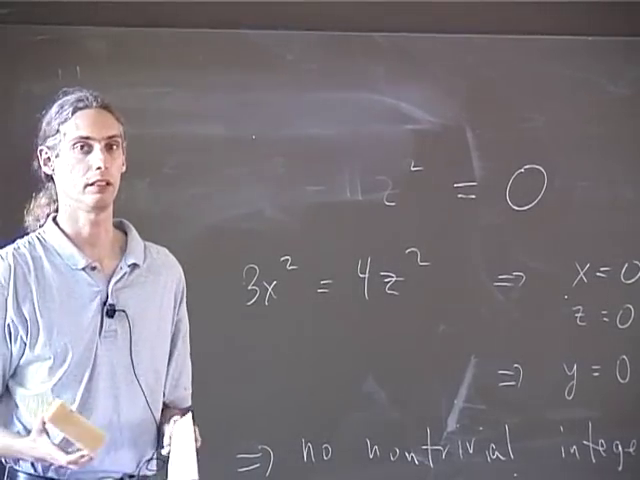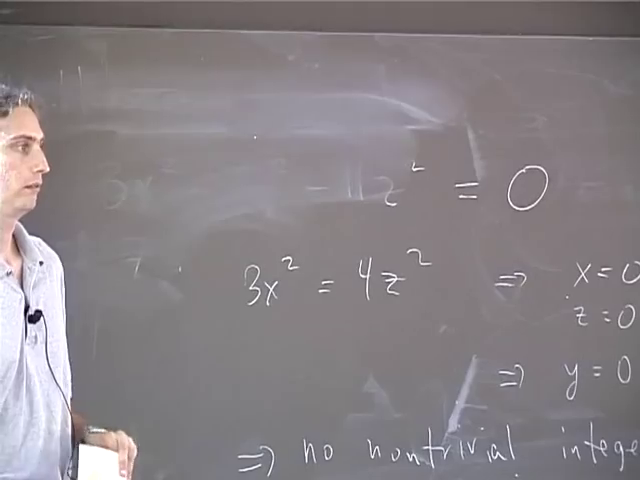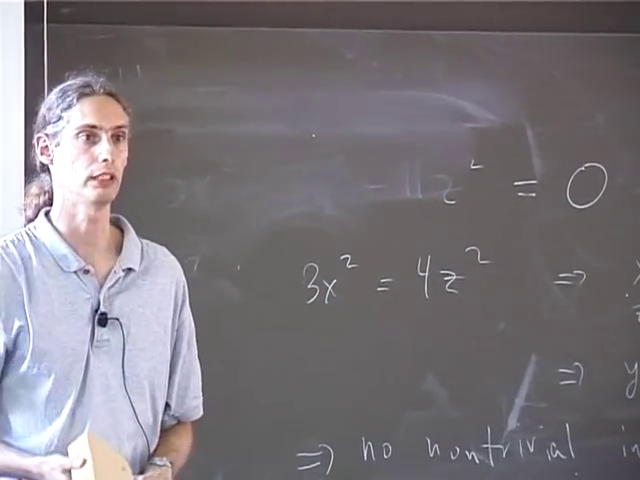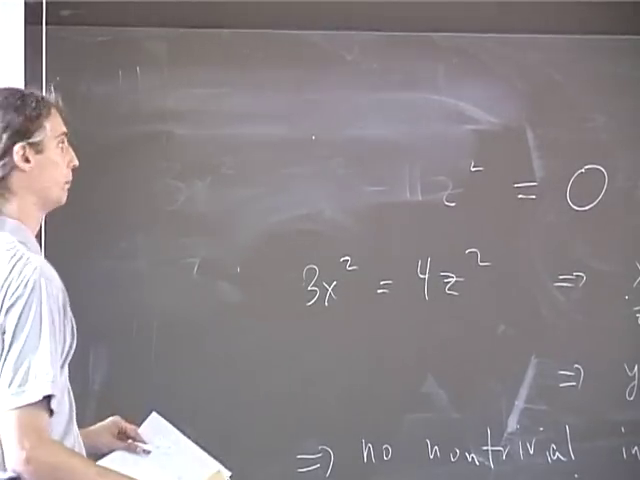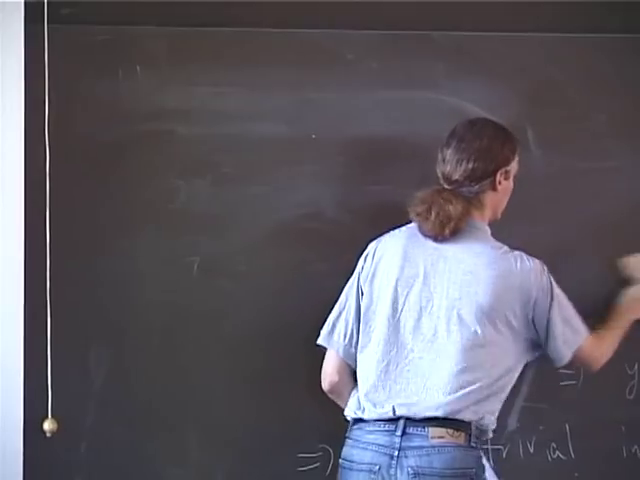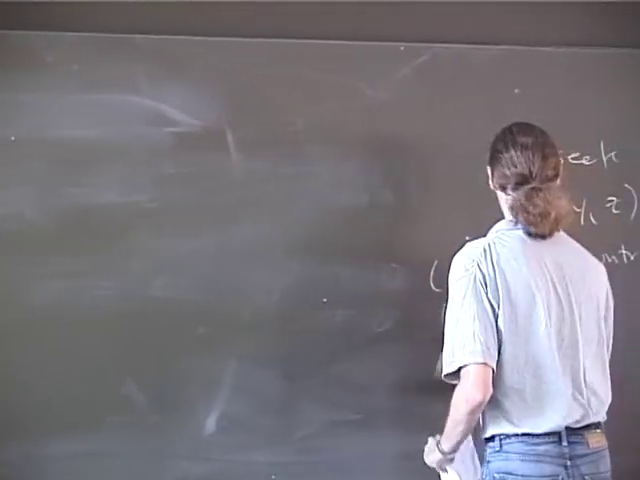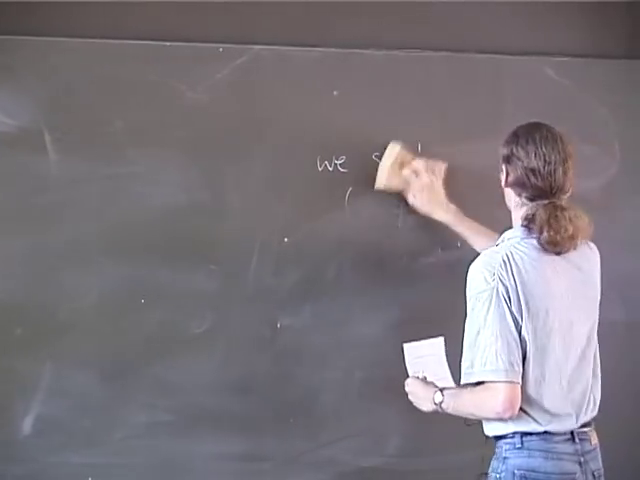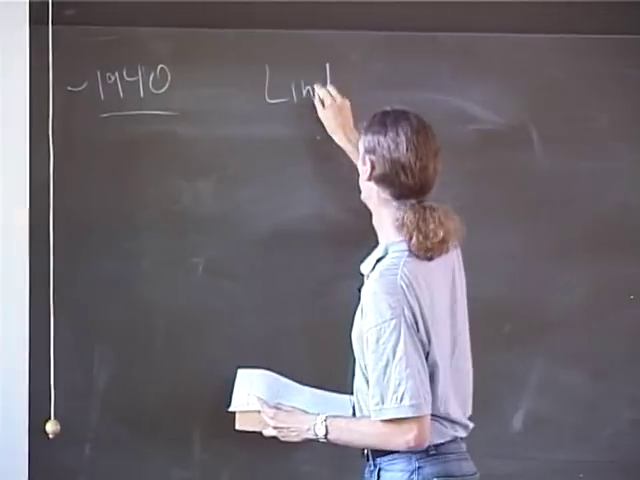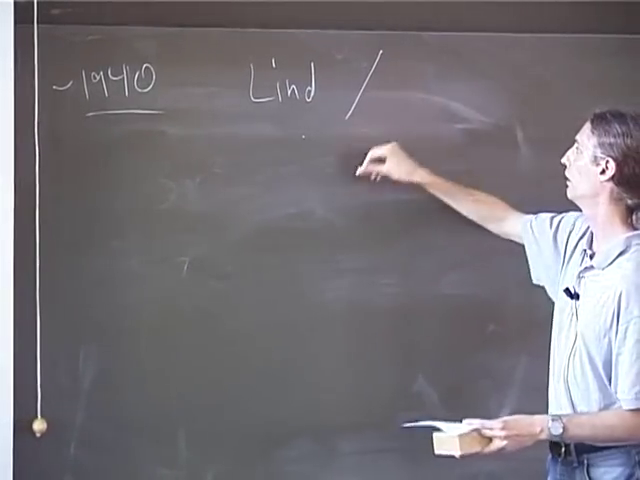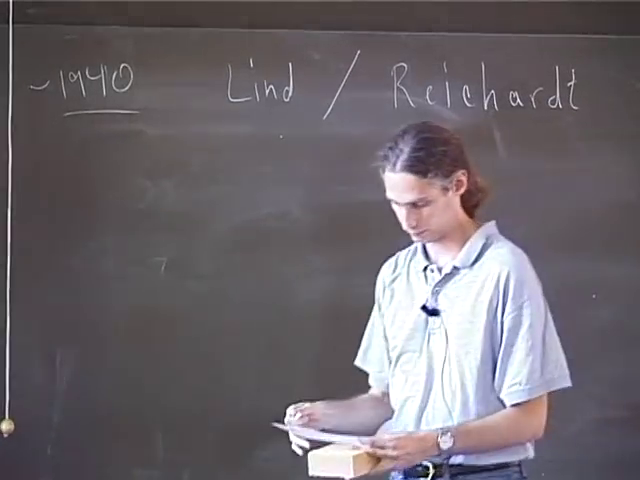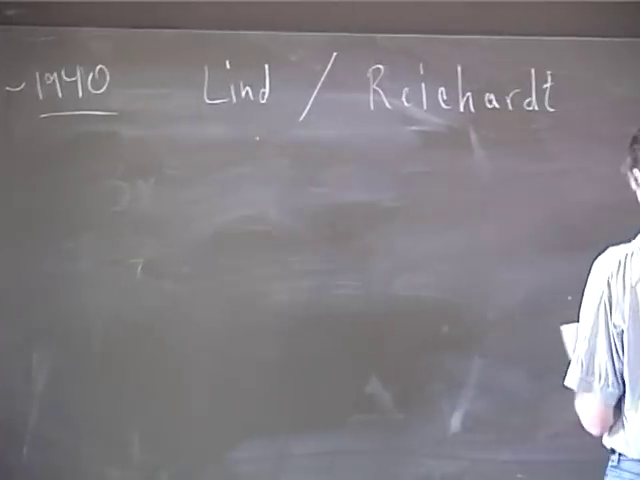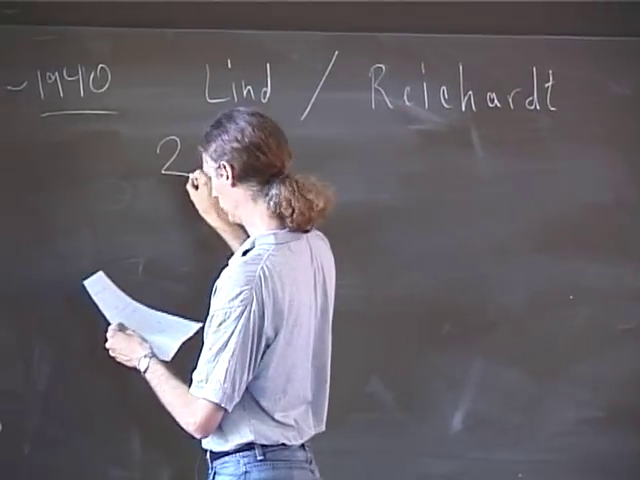It's hard to say when exactly mathematicians first realized that such a phenomenon wouldn't hold in general, but at least what I see in the literature, what's considered the oldest counterexample to the Hasse principle is from around 1940, due independently to 2 people, Lind and Reichert. And it's a weighted homogeneous equation.